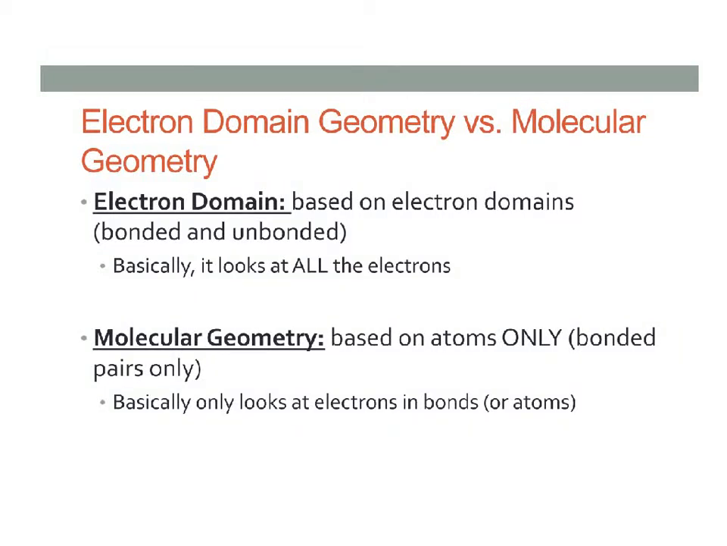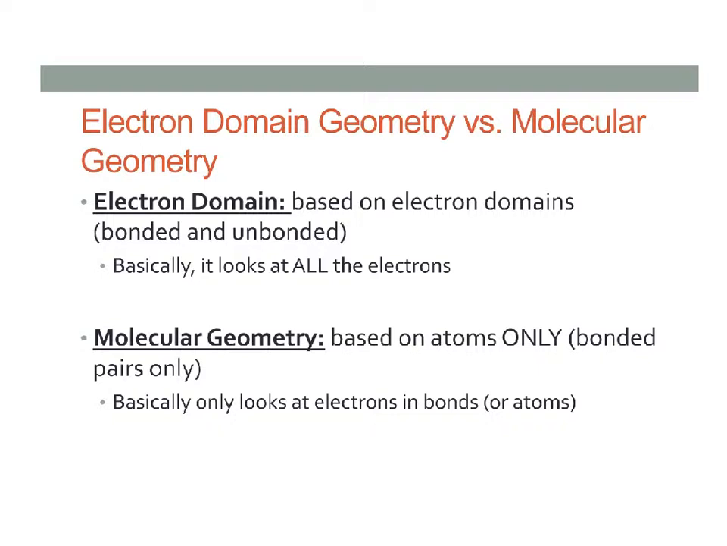In the last video, we looked at electron domain geometry, and that was the geometry based on electron domains. Remember, what is an electron domain? An electron domain was just simply a group of electrons. That could have been electrons that were in between bonded atoms, or that could have been unbonded, essentially lone pairs. When you think about electron domain geometry, they're just looking at electron domains, period. They're not looking at whether or not it's bonded or unbonded, because it includes everything.